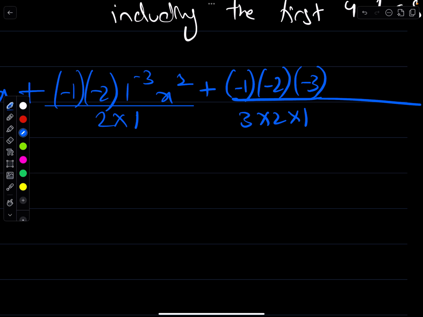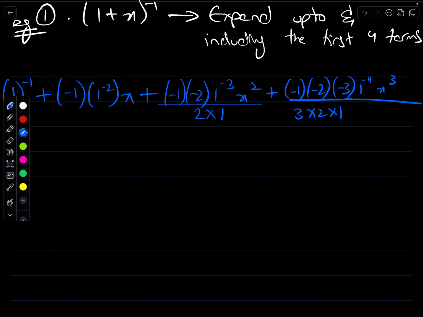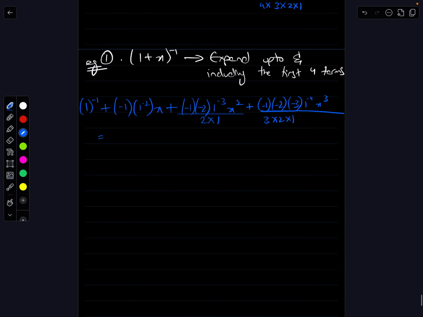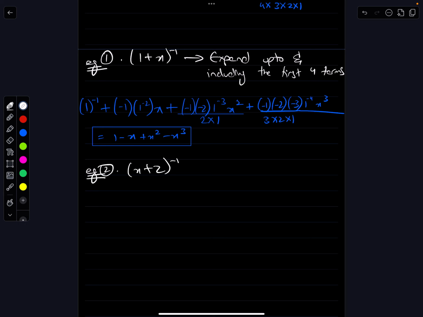And we'll multiply this by 1 to the power minus 4, and x cubed. And thus, this expansion, if simplified, would be something like 1 minus x plus x squared minus x cubed. And this is your final answer, expansion. And let's take another example. What if we have something like x plus 2 to the power minus 1? And the question is again that we need to expand to the first 4 terms.